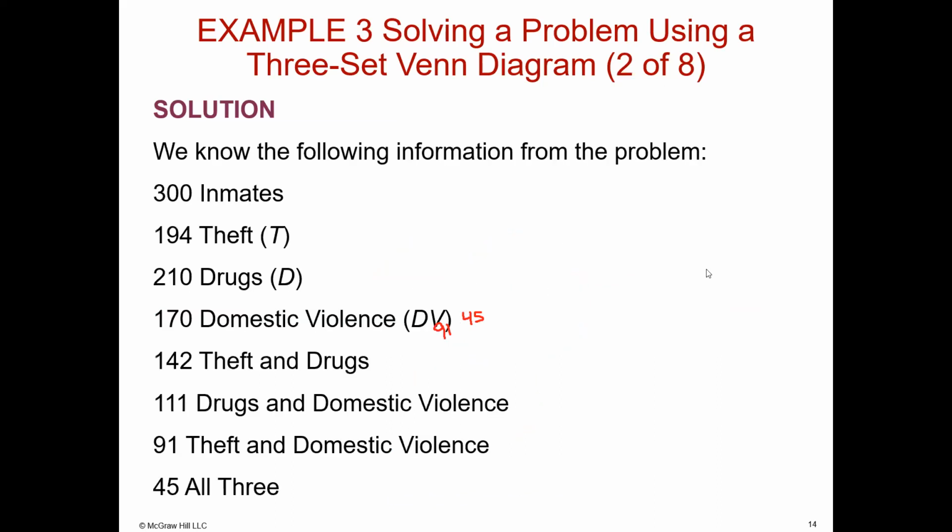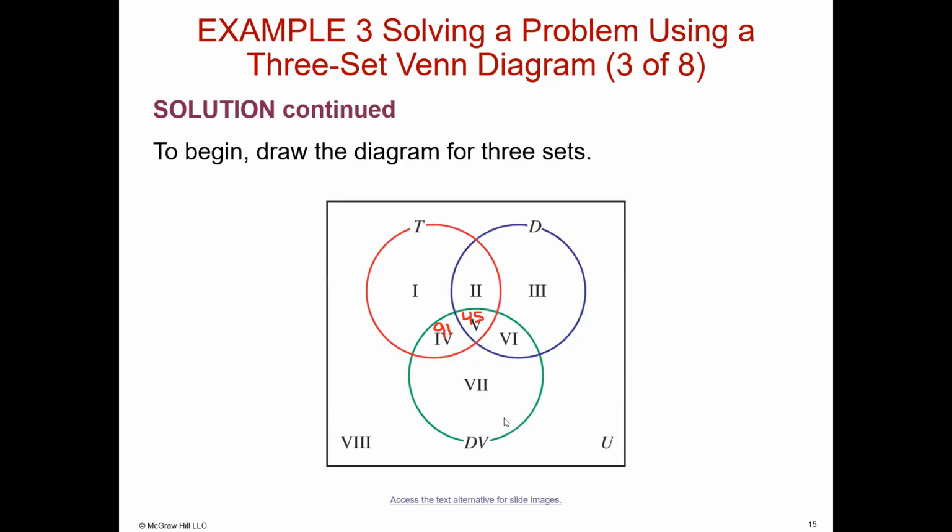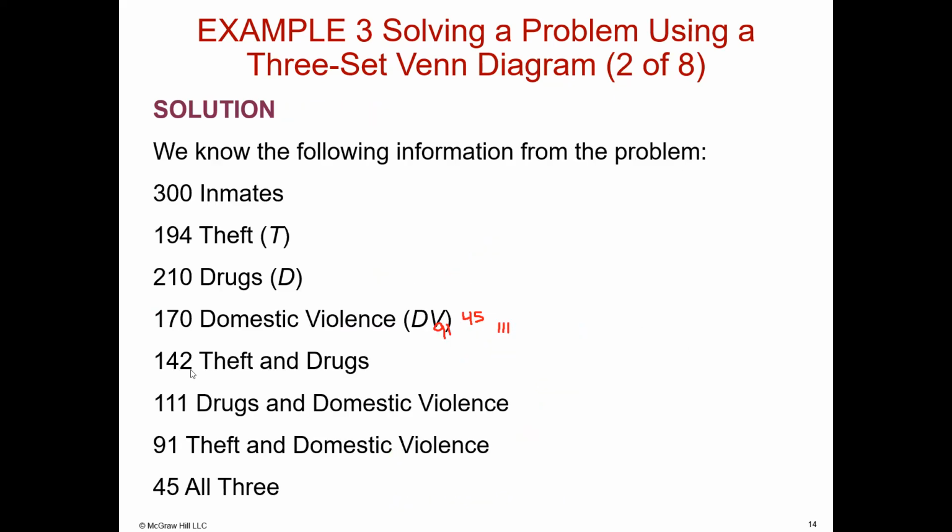Now 111 were convicted of drugs and domestic violence. D and DV. What region would that be? Region 6. That goes in region 6. Is this making sense, how we're beginning to populate this? It's really not difficult when you go backwards. It's pretty straightforward.